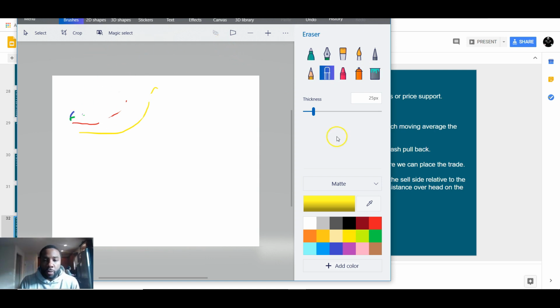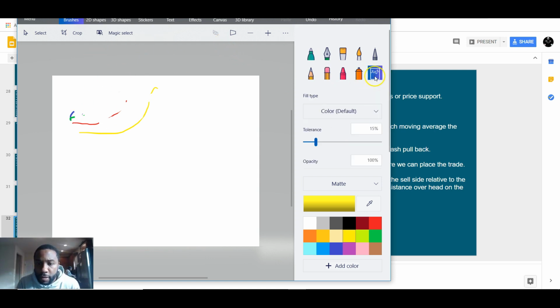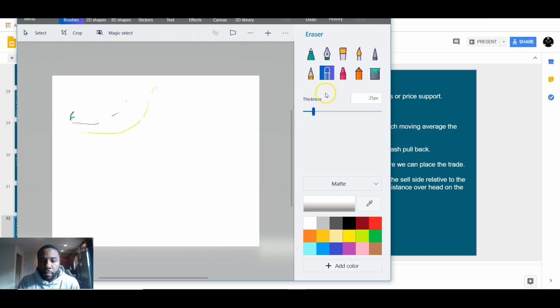Let me see if there's a way to erase all of this at once. Let me see if I can just make the screen white. Nope. Make the thickness of the eraser bigger.